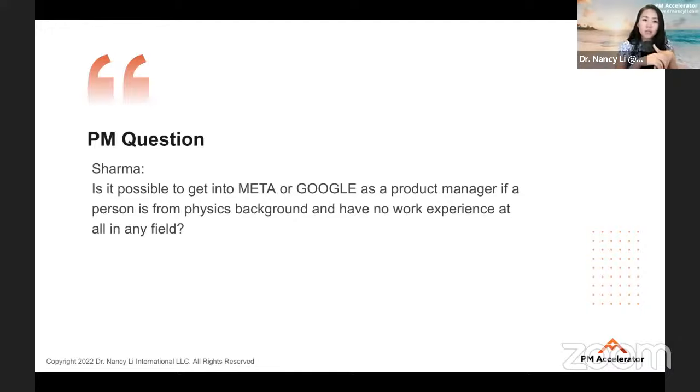Okay, good question. Here's the thing. Are you saying that you're a fresh graduate? Yes. If you are a fresh graduate with no work experience at all, even if your degree was in physics, you can still join Meta and Google, because they have those APM and RPM types of programs. And currently, I believe Meta has already opened the RPM application. You should submit your application as soon as possible.